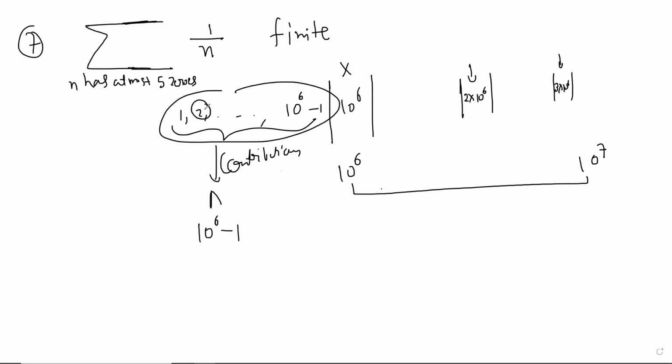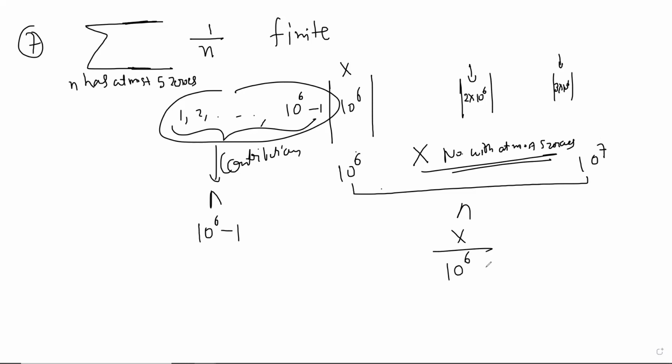Because 1 by 2 is less than 1, 1 by 3 is less than 1, 1 by 4 is less than 1, like that. You get this, and then you have to just see that between 10 to the power 6 and 10 to the power 7, if there are x numbers with at most 5 zeros, you can calculate this. Then the contribution will be less than x times 10 to the power 6.